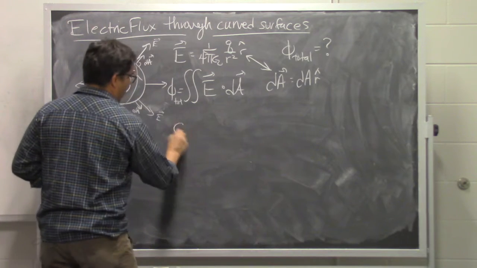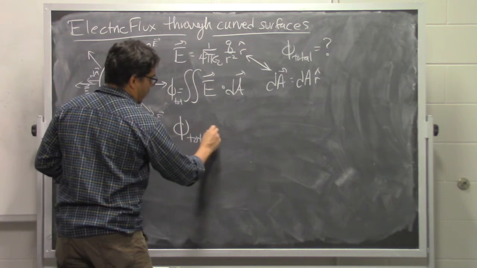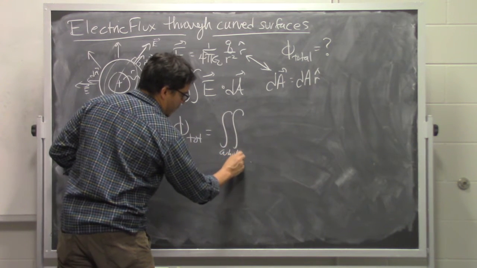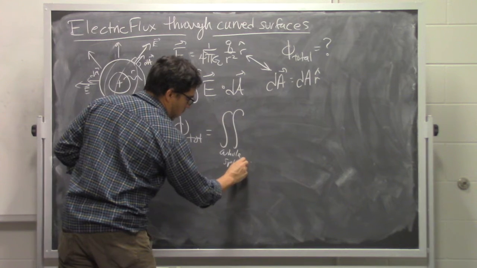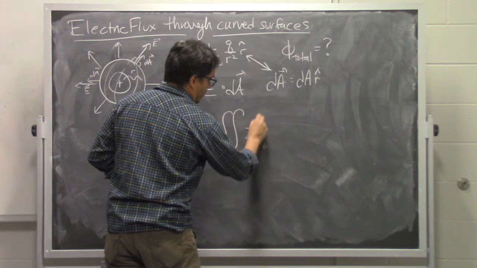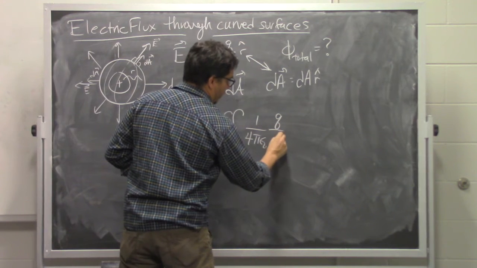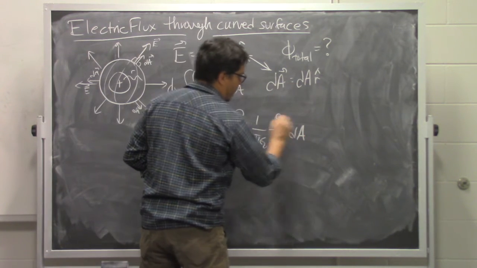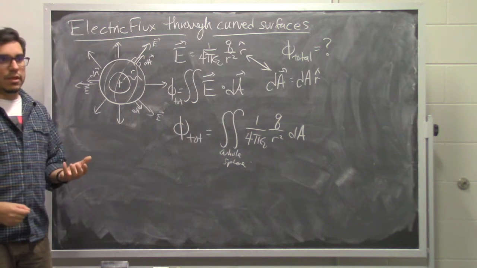So we'll go ahead and do that, right? The total electric flux is going to be the integral over the whole sphere of 1 over 4 pi epsilon 0 q over r squared. Now the r hats will dot into each other and they'll go away, times dA. That's the integral that we're going to be left with.